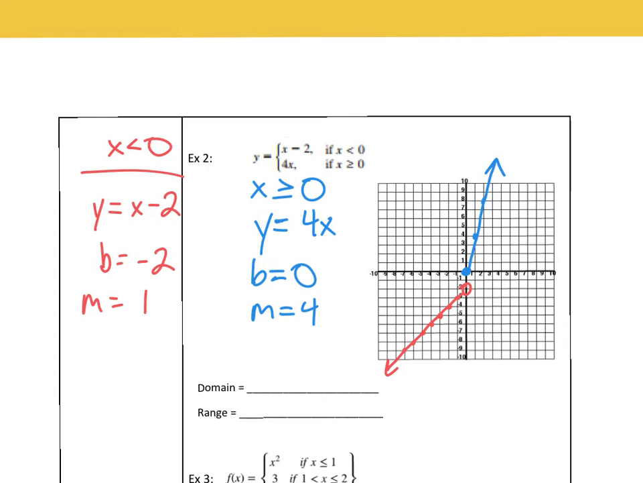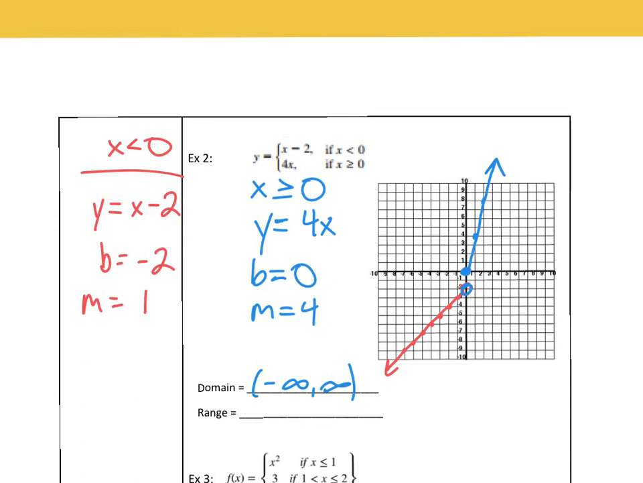Okay. So it should look like this. Domain on this one. So from left to right, reading my x values, am I defined for negative infinity to infinity? I think so. There's only one gap on the x-axis, and it's right here at 0, but I am also defined for 0, so I'm good there.